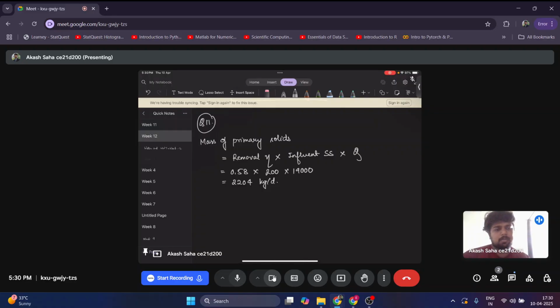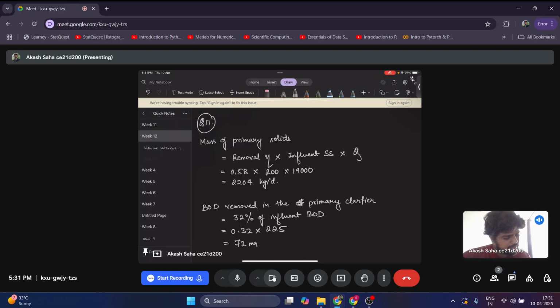Now let's see what about the BOD that is being removed. BOD removed in the primary clarifier is around 32% of influent. So that would be 0.32 into 225, so around 72 milligram per liter is removed.